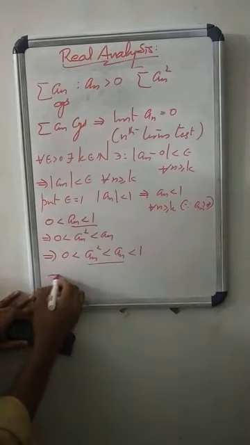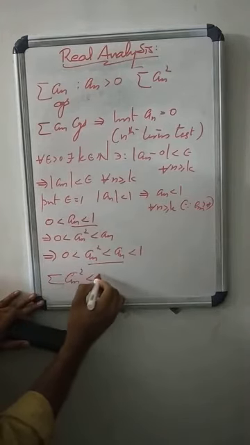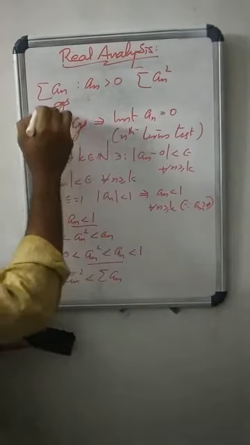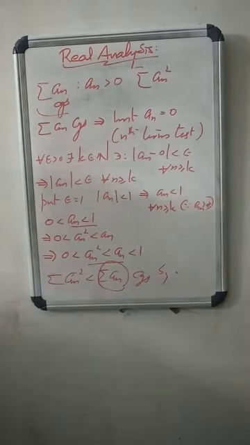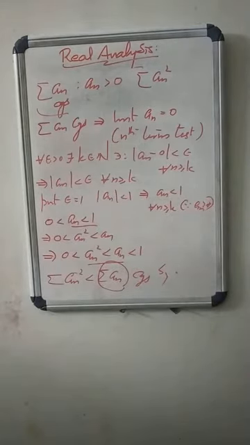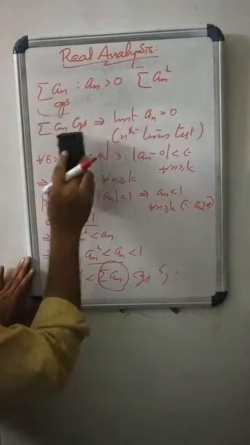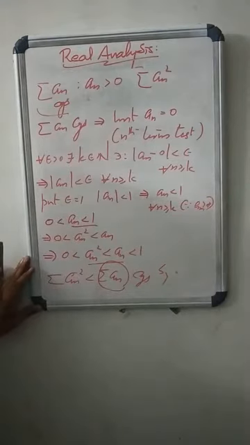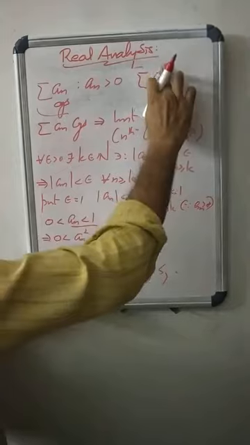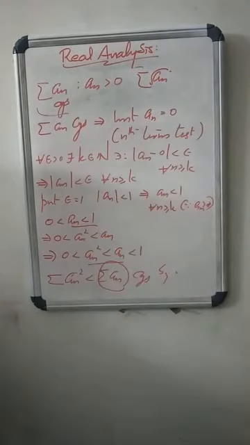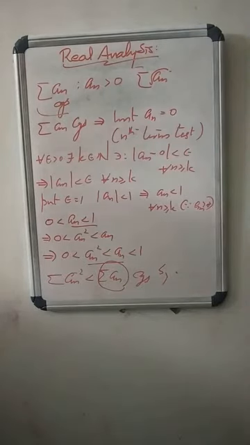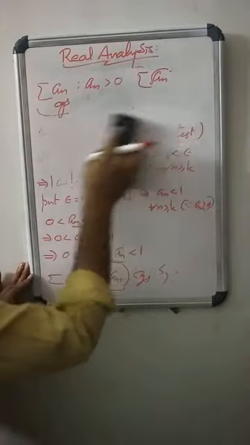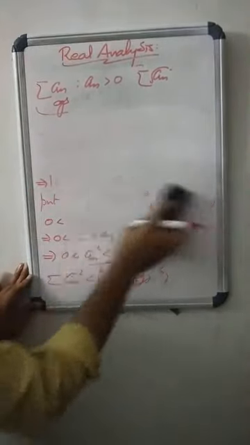So a_n squared less than a_n means sigma a_n squared is less than sigma a_n. What is sigma a_n? Converges. So by comparison test, sigma a_n squared also converges. Agreed? But when sigma a_n converges with a_n greater than 0, what about sigma root a_n? When sigma a_n converges with a_n greater than 0, then sigma a_n squared converges. What about sigma root a_n? Does it converge or diverge?